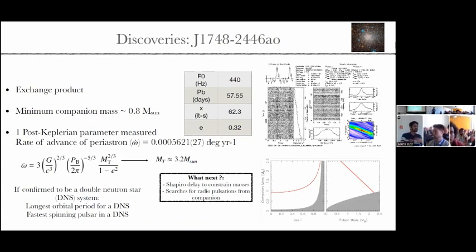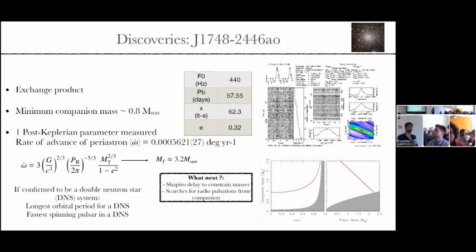This is not surprising given that it's a dense cluster environment. So what would have happened is there was another companion which recycled the pulsar, and then it got flung out for a more massive companion. The minimum companion mass we find is around 0.8 solar masses. We have also measured one post-Keplerian parameter, which is the rate of advance of periastron, and this can translate to an estimate of the total mass, which is roughly 3.2 solar masses. With this information and the minimum companion mass, you can also constrain the maximum pulsar mass, and that turns out to be 2.2, which makes it very interesting.